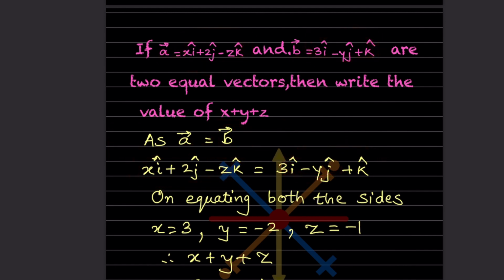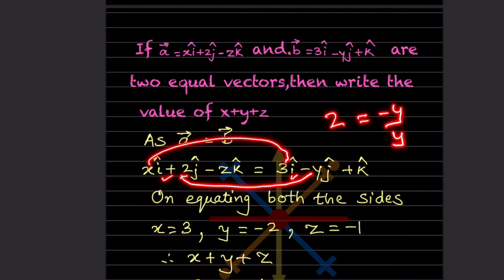So now what will you do when you equate both the sides? So what will you get here? Because they said that is equal. That means now look at the coefficients over here. So this i means here, now this is equal to this. So x is equal to 3. When you compare this and this, see here, this is 2 and this is equal to minus y. So you can write here y is equal to minus 2. Hope you got this one. So y is equal to minus 2.